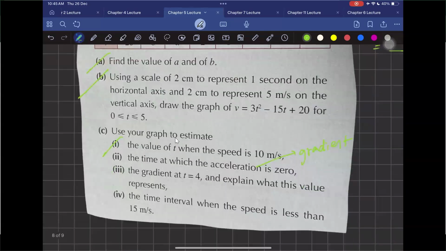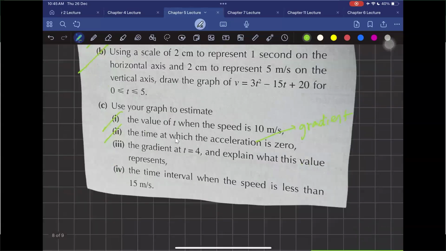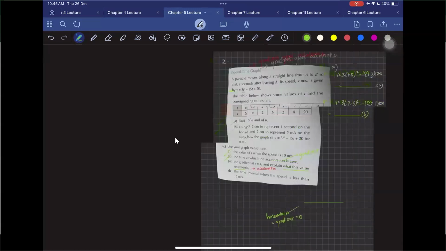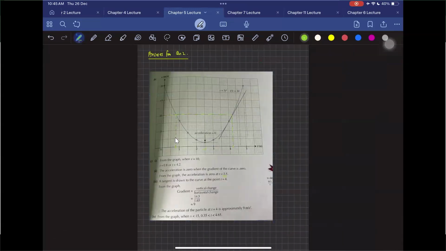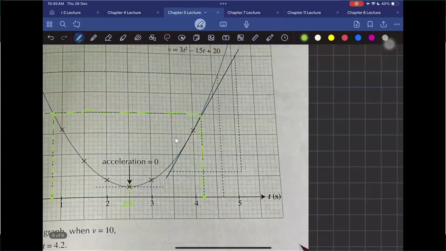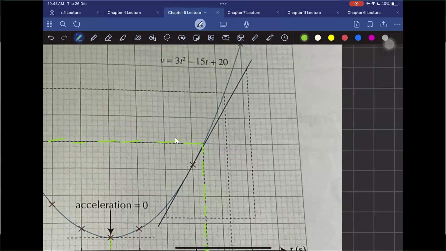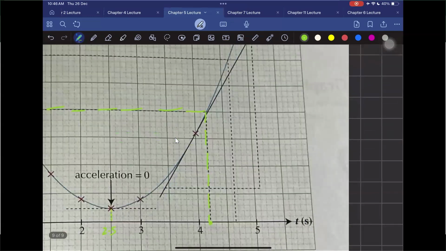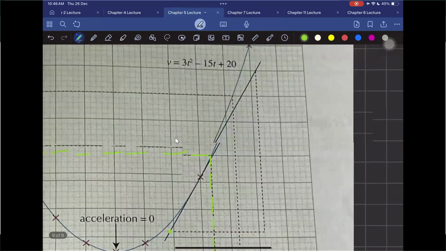Okay, and then the third part is asking for the gradient at t equals 4 and explain what this value represents. So remember earlier, even if you get your gradient wrong, you should get this part correct. So earlier we have mentioned that this is your acceleration. Okay. So like what I've mentioned earlier, you go to your point where your t is equal to 4 and then draw a tangent. Okay. So once you draw a tangent, you choose 2 points. So make sure you choose two nice and readable points. So they have chosen this point and this point.